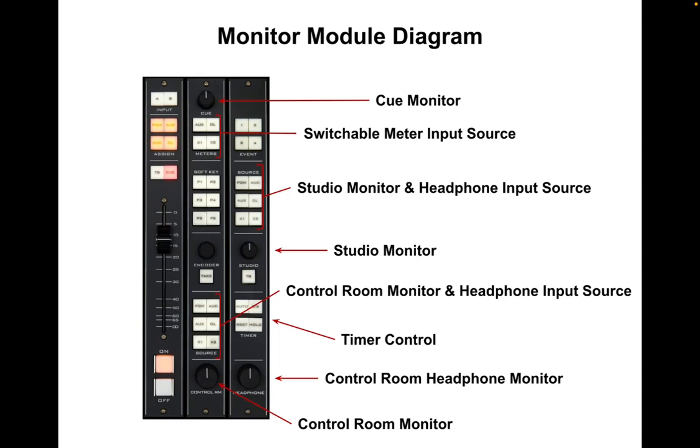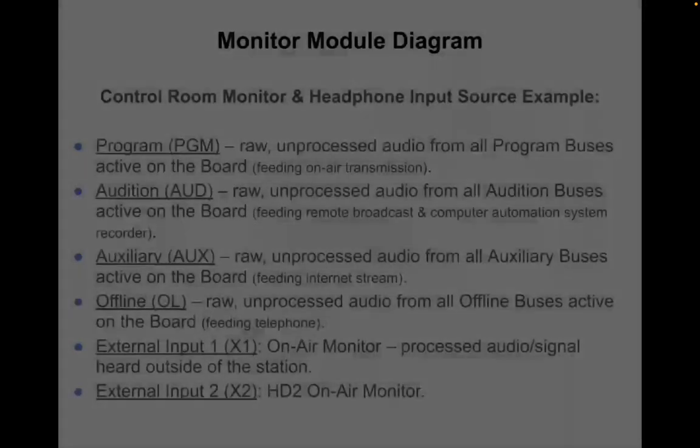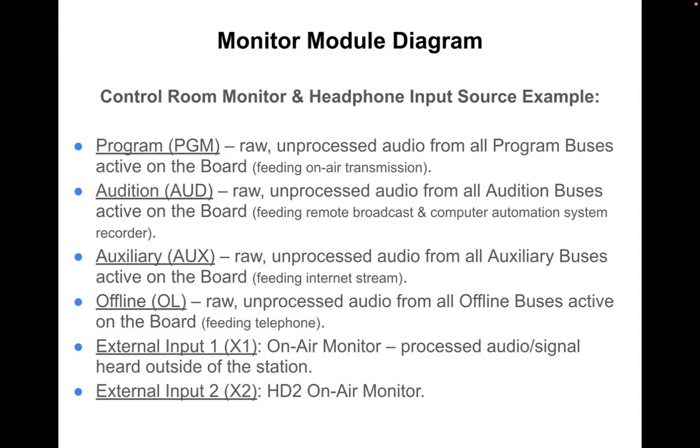To select which source of audio is heard through the control room speakers and headphones, the operator would use the control room monitor and headphone input source. This source generally doesn't change from the on air feed, but sometimes a different source is needed temporarily. In this example, program would be selected to hear the raw, unprocessed audio from all active program buses on the board. If audition was selected, the raw, unprocessed audio from all active audition buses would be heard in the speakers and headphones. The same would be true for the auxiliary or offline buses if selected.